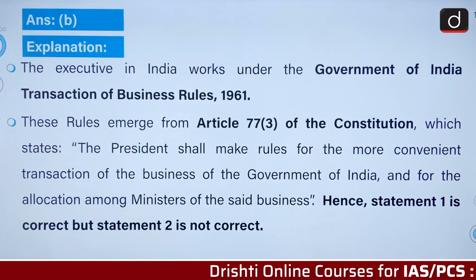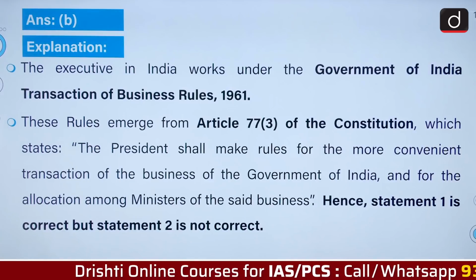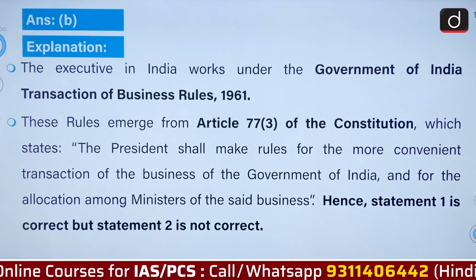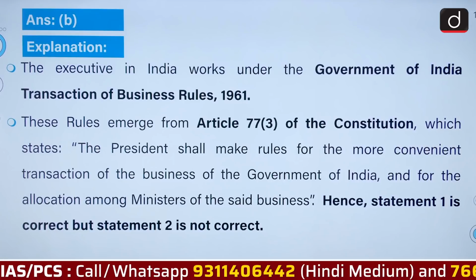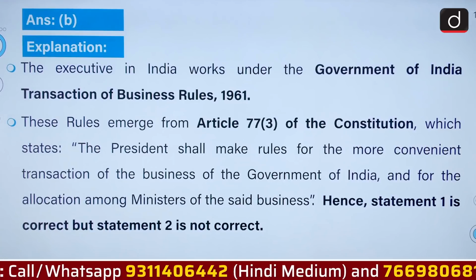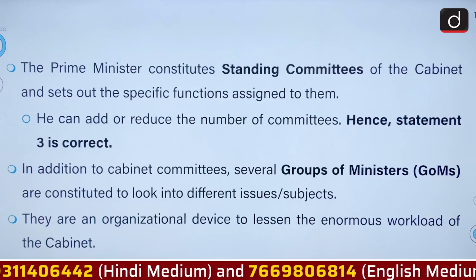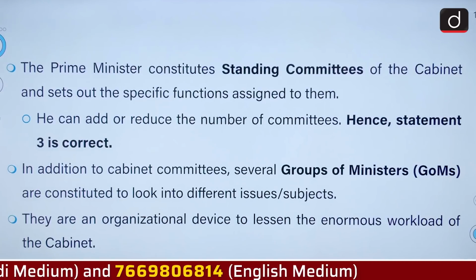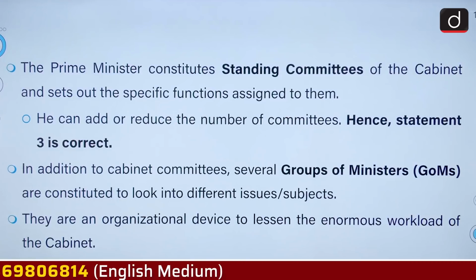1961. These rules emerge from Article 77, Clause 3 of the Constitution, which states the President shall make, remember, the President shall make rules for more convenient transaction of the business of Government of India and for the allocation among ministers of the said business. The Prime Minister constitutes the standing committees of the Cabinet and sets out the specific functions assigned to them. He can add or reduce the number of committees.